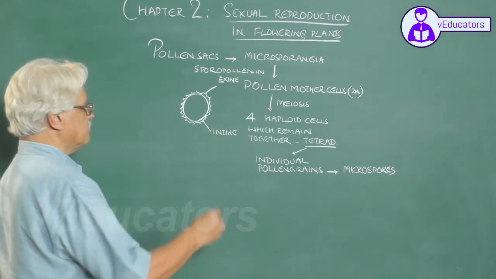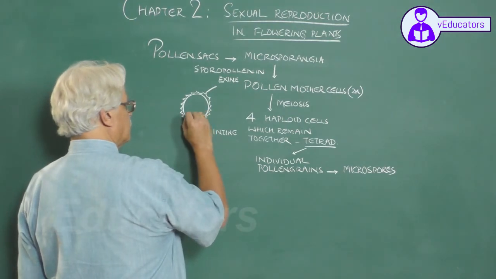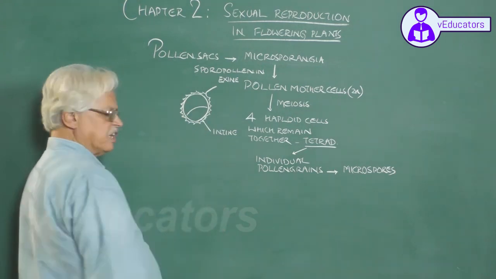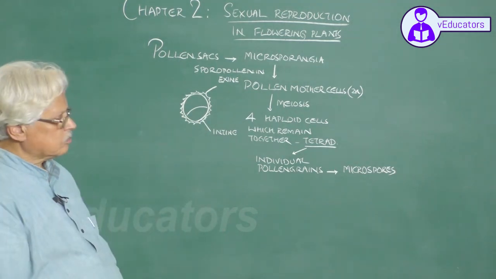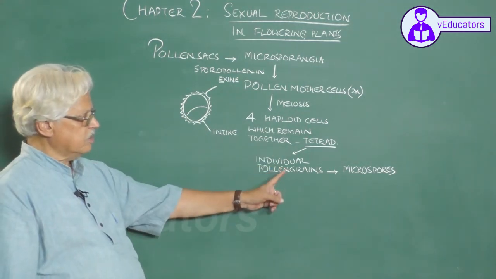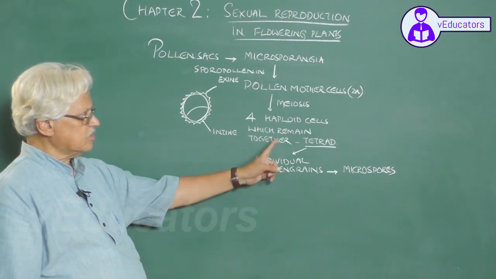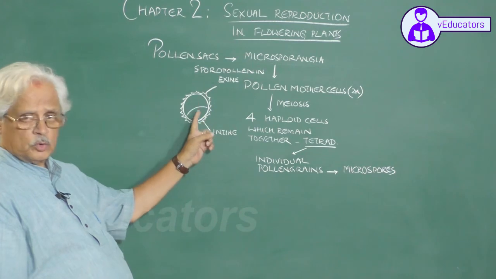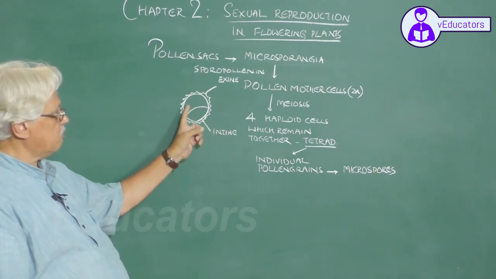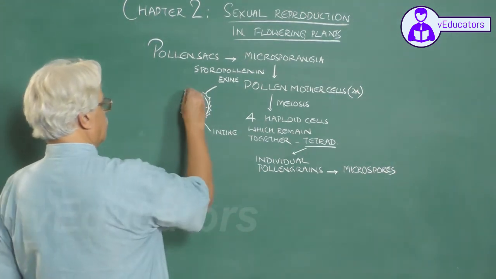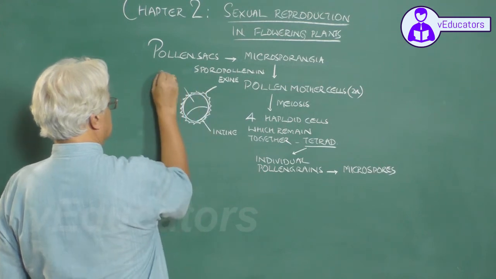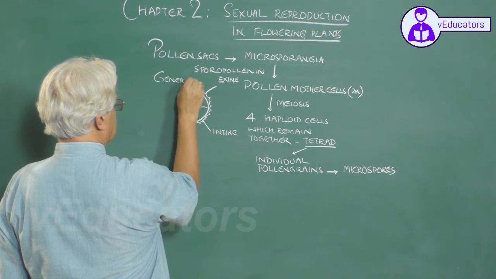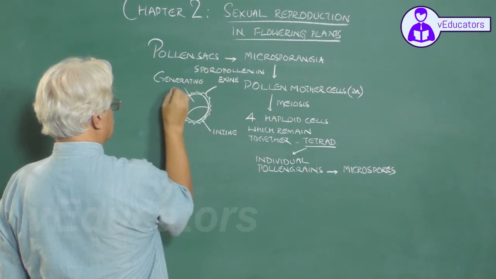Inside the pollen grain, you will find 2 cells. The haploid cell resulting inside each tetrad divides into 2 mitotically, forming 2 cells. One is a larger cell called generative cell.